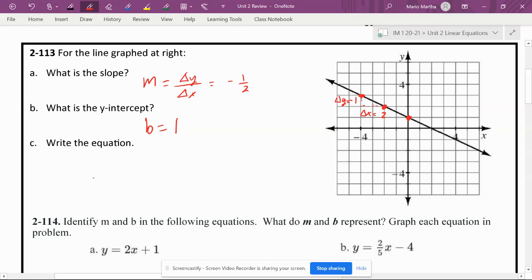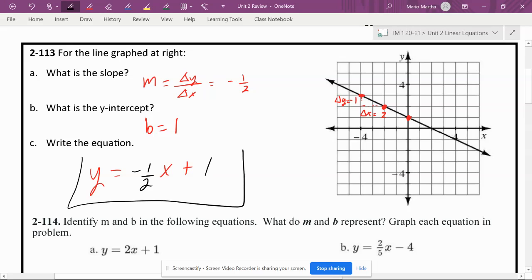And then we want to write the equation. Everything is in y equals mx plus b form. Your equation would be, we just replace m with the number it is, which is -1/2, and b equals +1, so we replace b with 1. And that becomes our first equation, y equals -1/2 x plus 1.